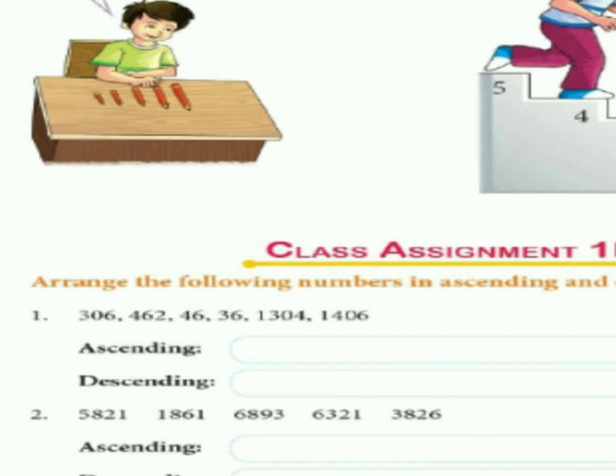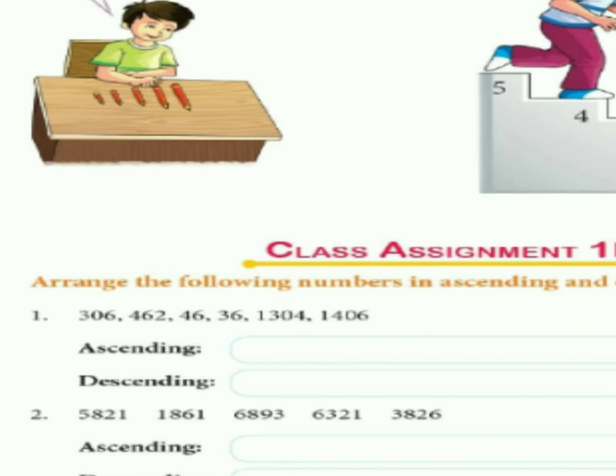You will write the higher number first of all, and the highest number is 1406, which you wrote last in the ascending order. What you wrote last in ascending order will come first here. And the sequence will be repeated.